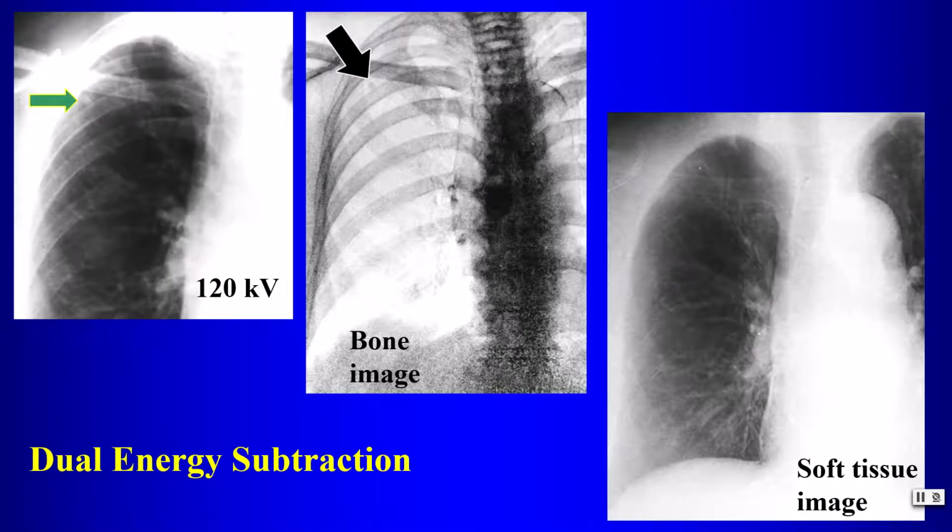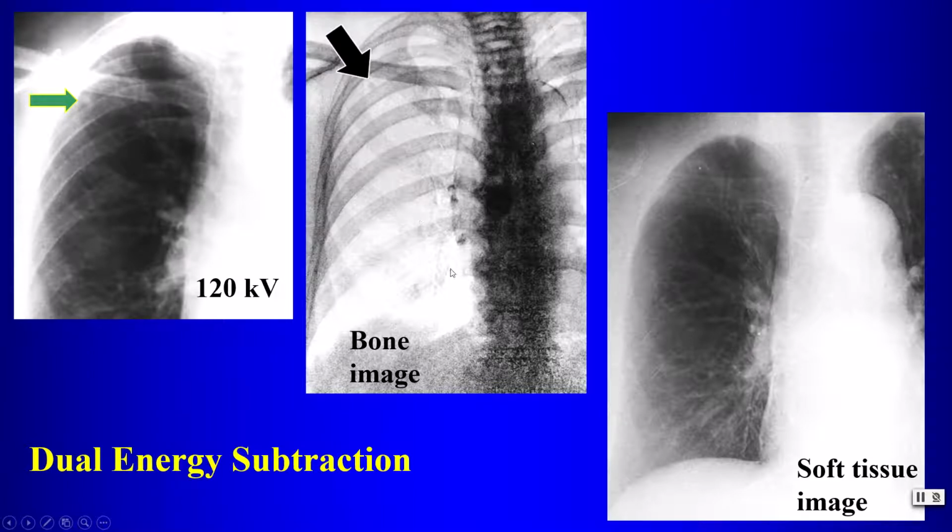Here's an example of dual energy subtraction, where we take different exposures at different energies, and with manipulation of the images, at the high kV here, this shows you less detail for calcification.